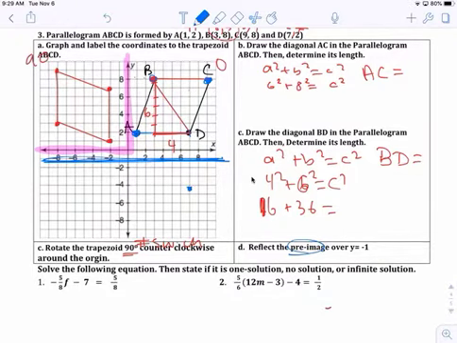So this is 1, 2, 3, 4, 5, 6, 7, 8, 9. So 1, 2, 3, 4, 5, 6, 7, 8, 9. Okay. And then this is over here. And this is 3 over here. Connect the dots. There you go.